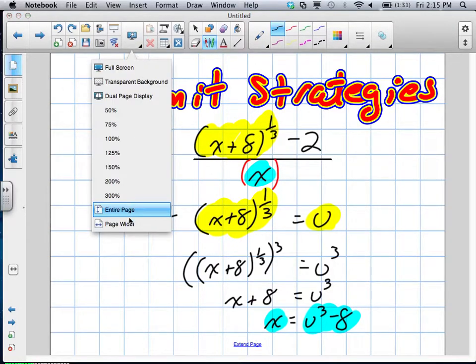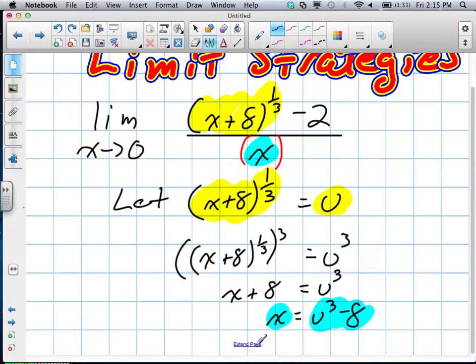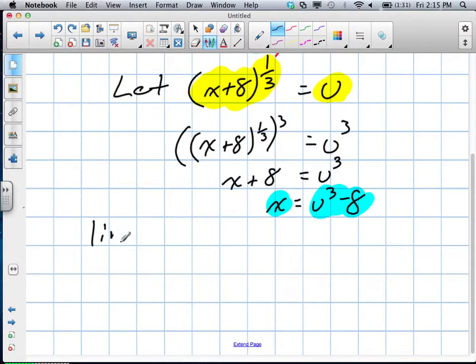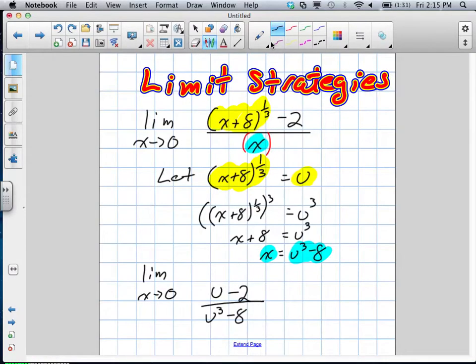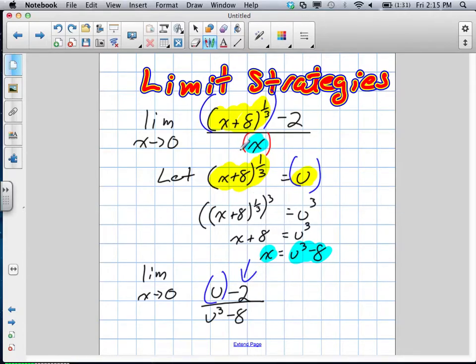Now that we've done that, we're going to plug those values in. So like we said, the limit as x approaches 0, we can replace our top with just u, subtract 2, divided by u cubed minus 8. I'm going to bring your attention, we're going to zoom out because that might seem arbitrary. But what we did here is this part here was replaced with just u. So we have u subtract 2. And the x was actually equal to the value of u cubed minus 8. So we replaced the x at the bottom of the equation with u cubed minus 8.